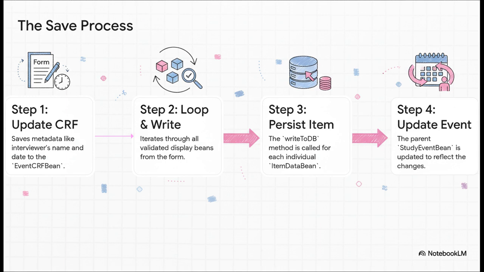First, it updates some metadata on the event CRF bean, which is kind of the object for the form itself. Then, it loops through every single one of those validated items and calls a write-to-DB method on each one to create or update the records. And to wrap it all up, it updates the parent study event bean to show that changes have been made. It's super systematic, making sure the whole data model stays consistent.